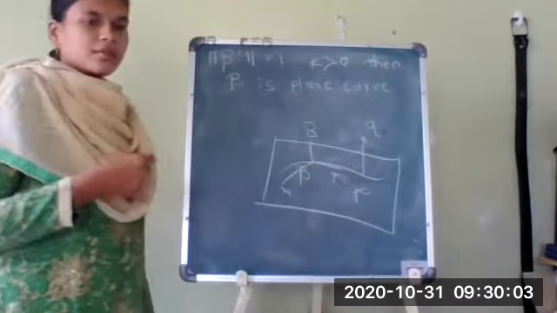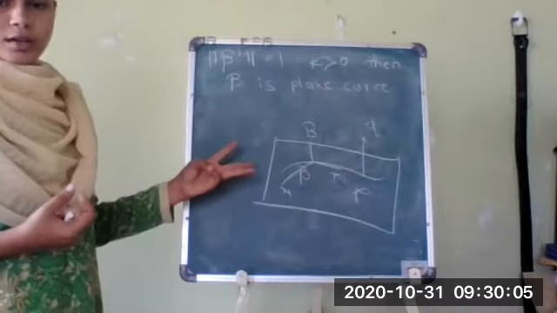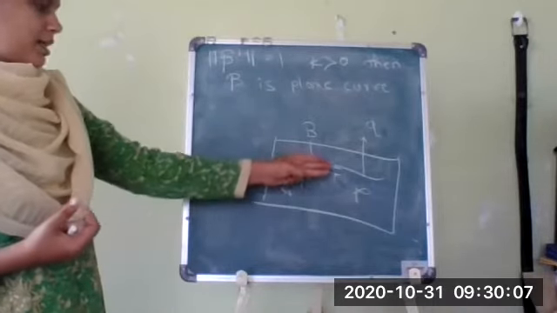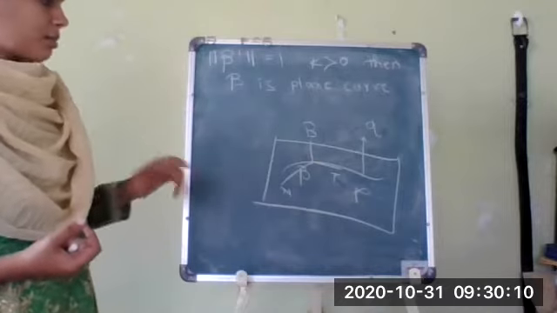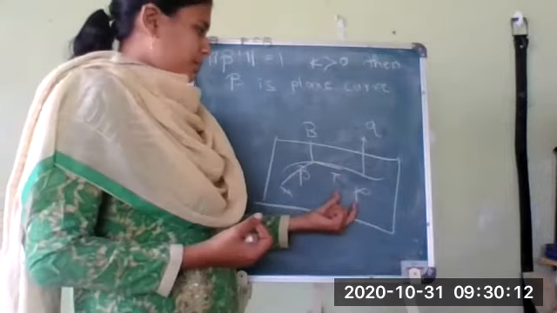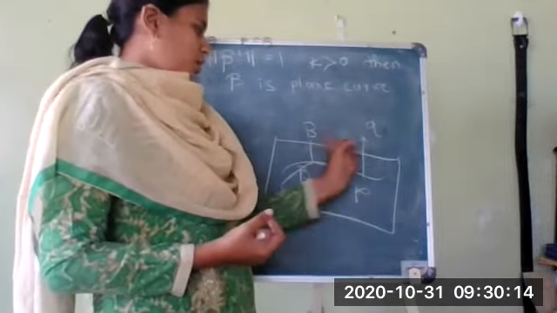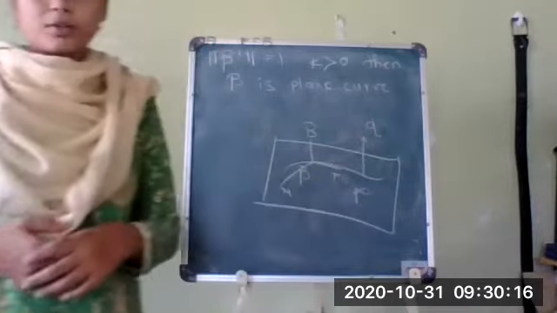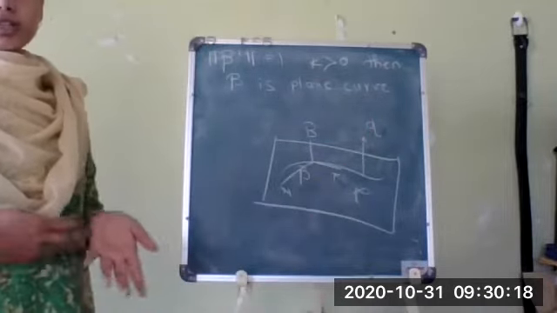At every point of the curve we can find the three mutually orthogonal unit vectors, that is tangent, normal, and binormal. We have taken any point P on the plane curve. This Q is a normal to the plane as well as it will be normal to the curve. Why is it normal to the curve?